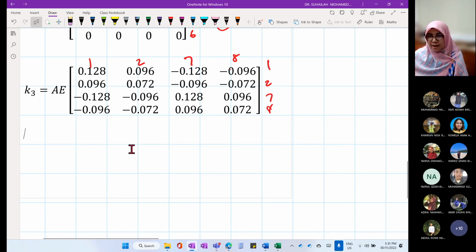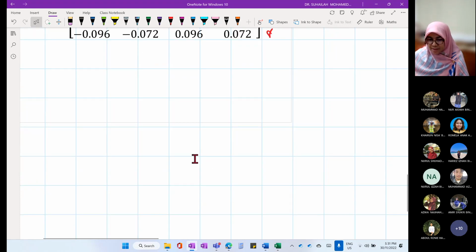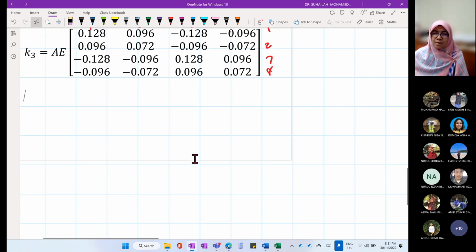Okay, it is an 8 by 8 matrix, and the structure stiffness matrix will be written in order. In order means we will label and identify each value, from 1,1 until 8,8. That means we will have 1,1, 1,2, 1,3, 1,4 until 1,8, until 8,8.